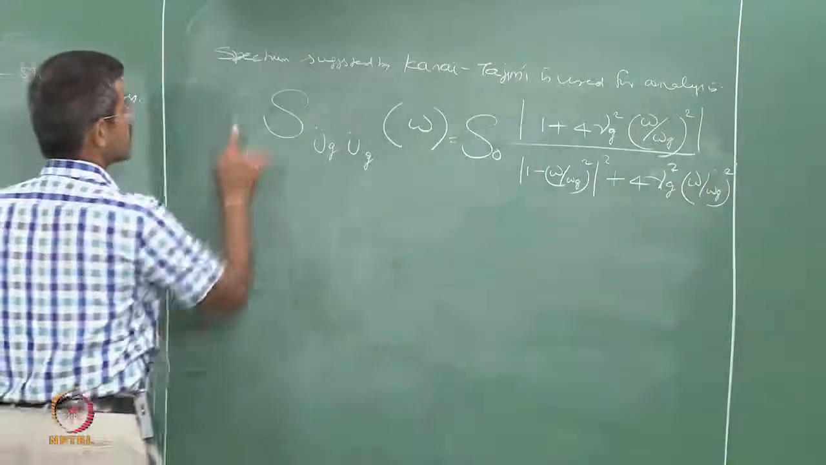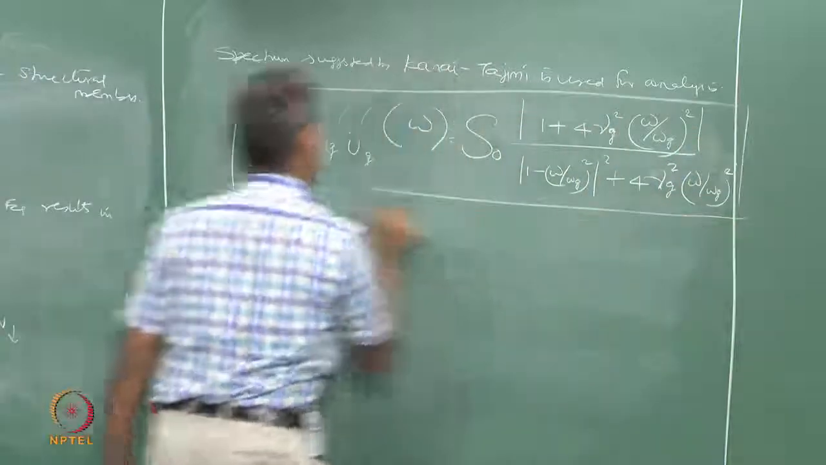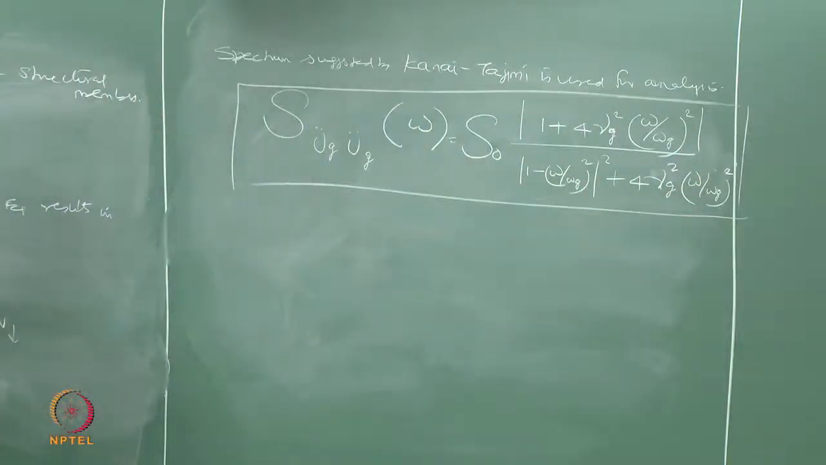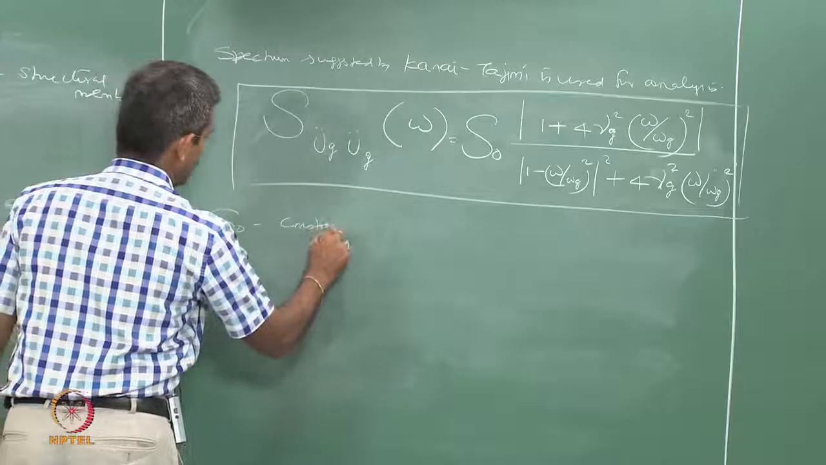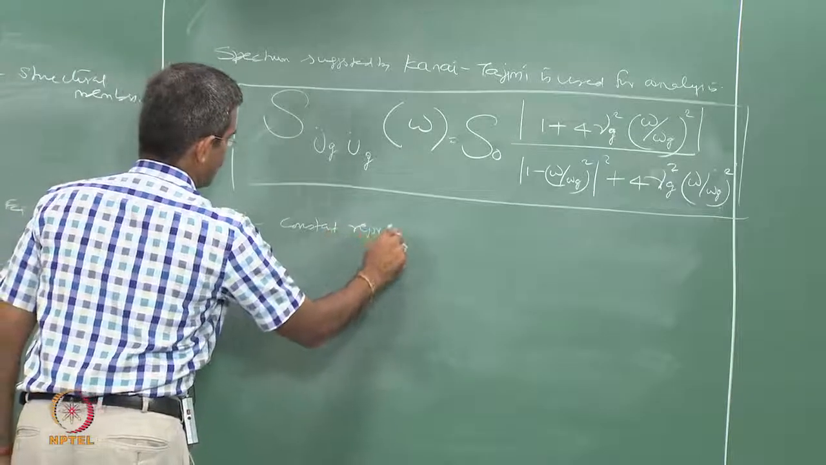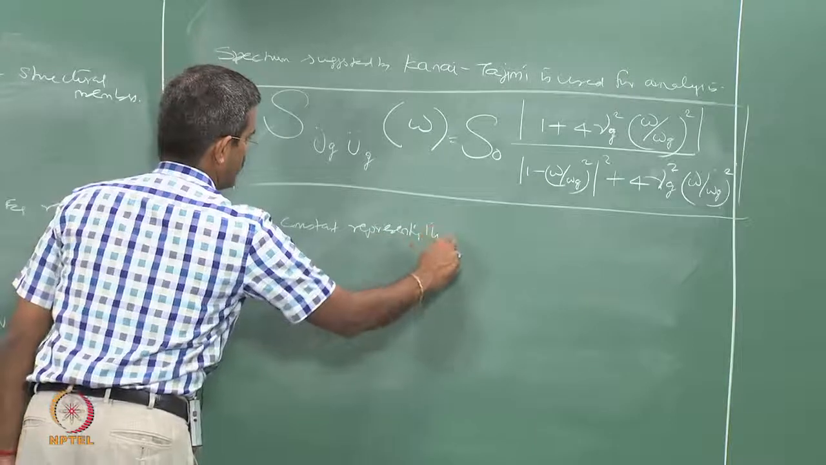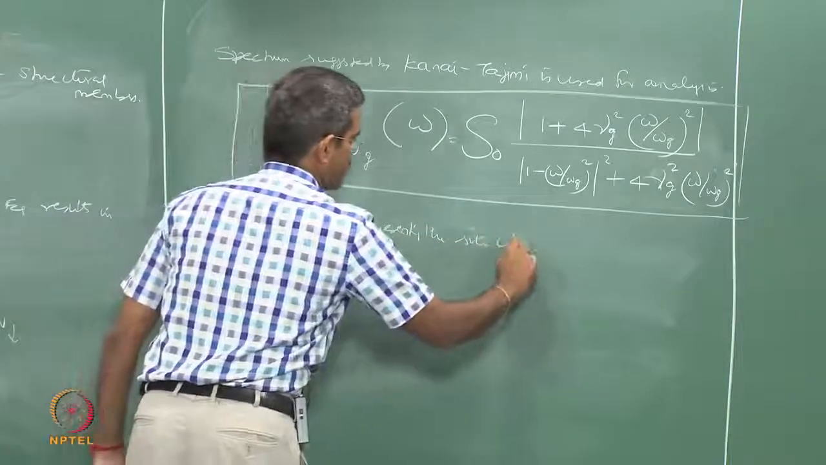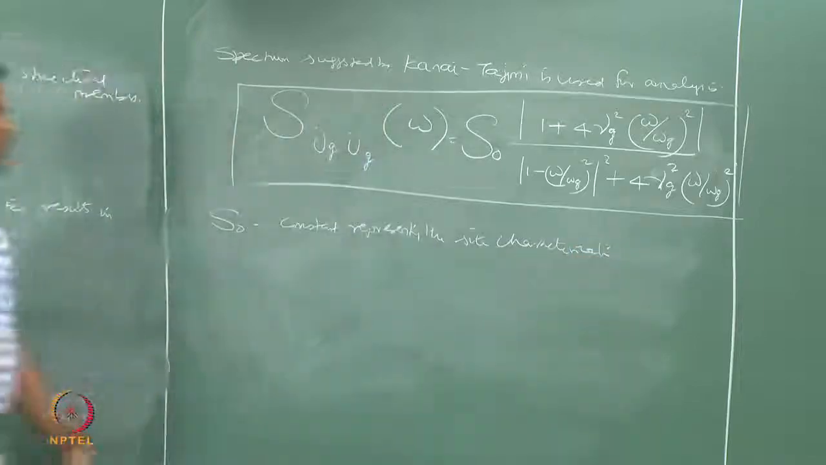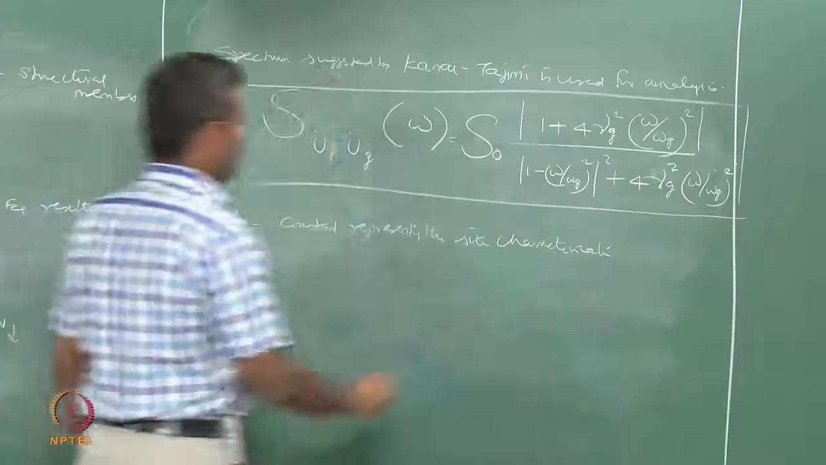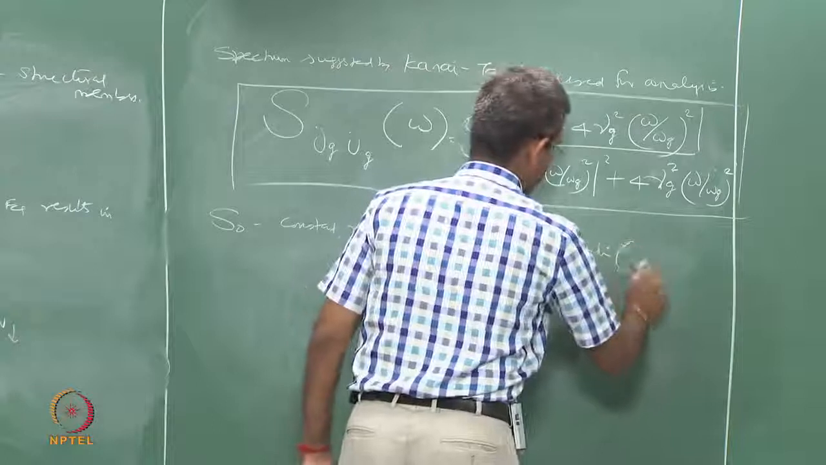this is a spectrum which is given by Kanai-Tajimi for working out the forces, where S0 is called a constant representing the site characterization, indicating the strength of disturbance.